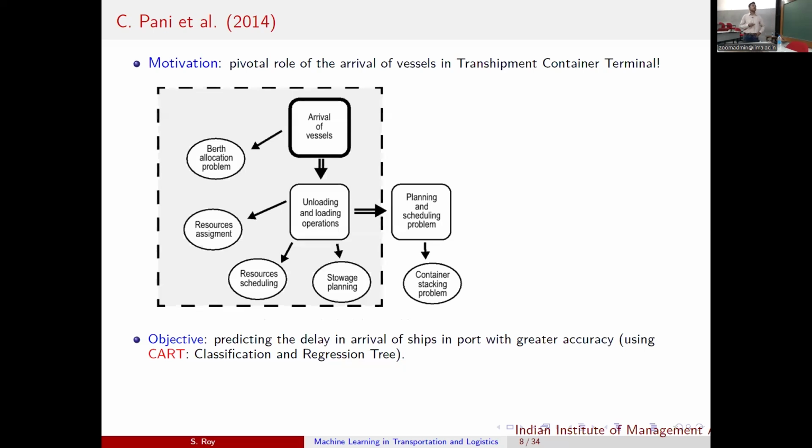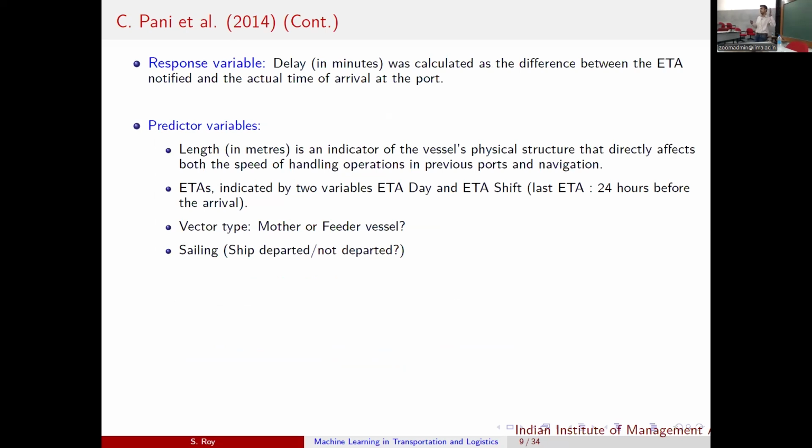With this objective and motivation, what they used is CART. I think some of you already know CART means classification and regression tree. I will discuss it very briefly. Before that, what is the response variable? By response variable, I mean what they want to predict. They want to predict the delay in arrival, which is very easy to calculate. Delay in minutes is just the time difference between the ETA, the estimated time of arrival that was notified, minus the actual time of arrival.